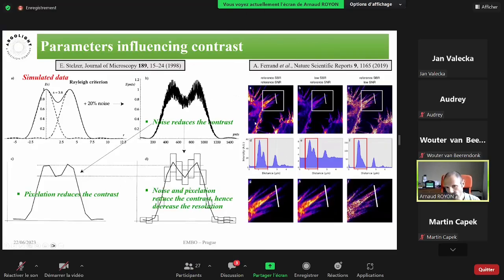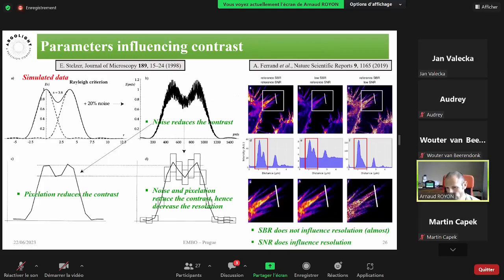So they imaged this biological sample. They plotted a line profile here, and they acquired 3 different images: one with a reference SBR and SNR, one with a low SBR, and one with a low SNR. For the reference image, you can see that they can clearly discriminate 2 features here. When the SBR is low, the contrast is decreased, but 2 features can still be discriminated. But when the signal-to-noise ratio is low, the 2 features can no longer be discriminated.